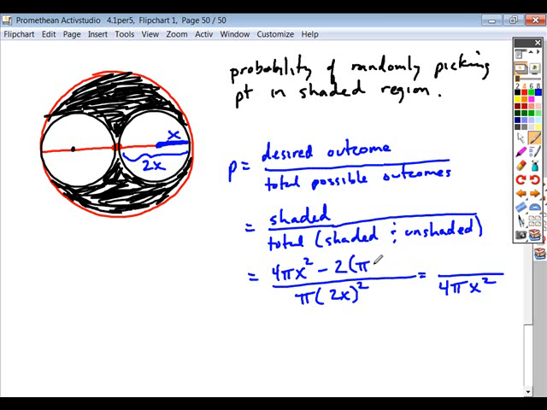Pi times x squared. And so now when we simplify this, what's 4 pi x squared minus 2 pi x squared? 2 pi x squared. And so now when I simplify, the x squareds cancel, the pi cancels, 2 over 4 reduces to 1/2, and so our probability is 0.5. Okay, so there's a 50-50 chance of randomly selecting a shaded point compared to the unshaded.